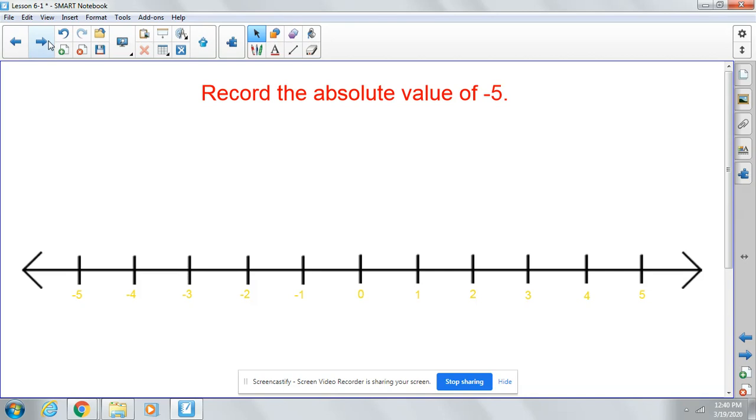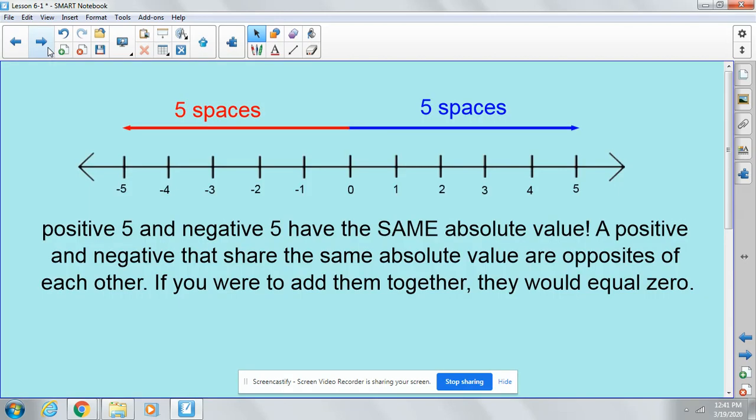Here's another example. The absolute value of -5. 0 is here. -5 is here. -5 is 1, 2, 3, 4, 5 spaces away. Here's an example of two numbers that have the same absolute value. -5 is 5 spaces away from 0. So the absolute value of -5 is 5. +5 is also 5 spaces away from 0. So the absolute value of +5 is also 5. It's not negative.